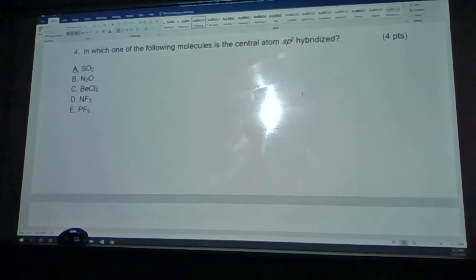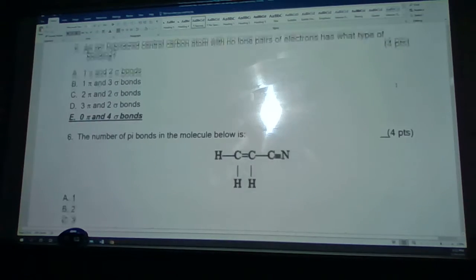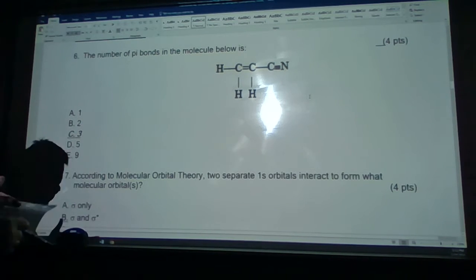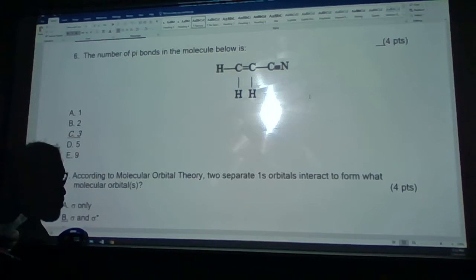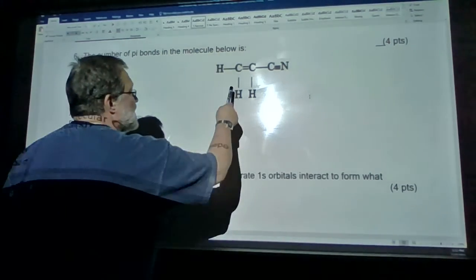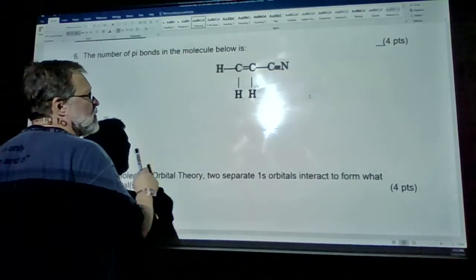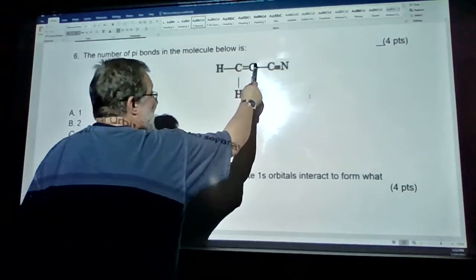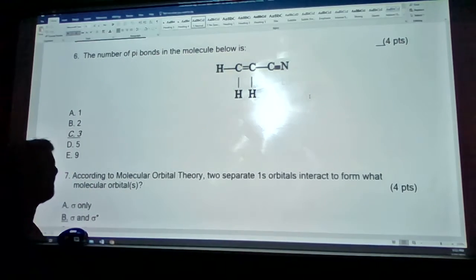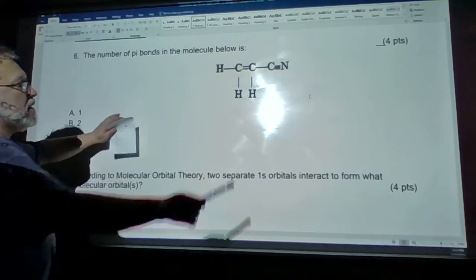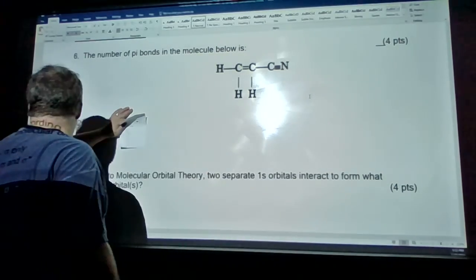Next problem is problem number 6. The number of pi bonds in that molecule. All single bonded atoms are one sigma bond. So that carbon-hydrogen bond is a sigma bond. That carbon-hydrogen bond is a sigma bond. That carbon-hydrogen is a sigma bond. That carbon-carbon bond is a single sigma bond. But between these two carbons, there's one double bond.